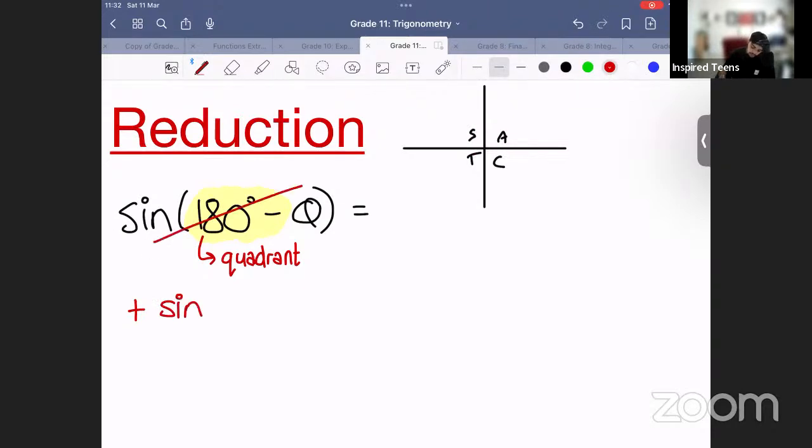Our reduction angle falls away and we're left behind with whatever angle remains without the reduction angle, which in this case is theta. So it's sine theta.